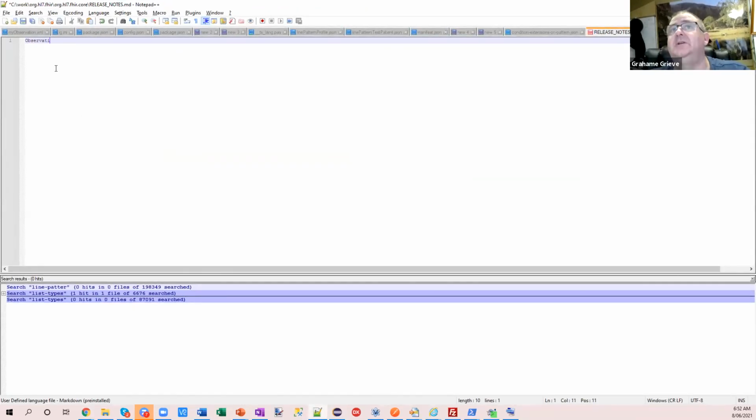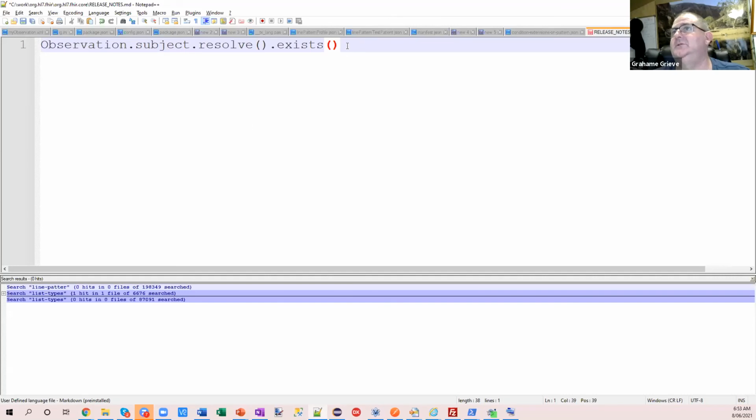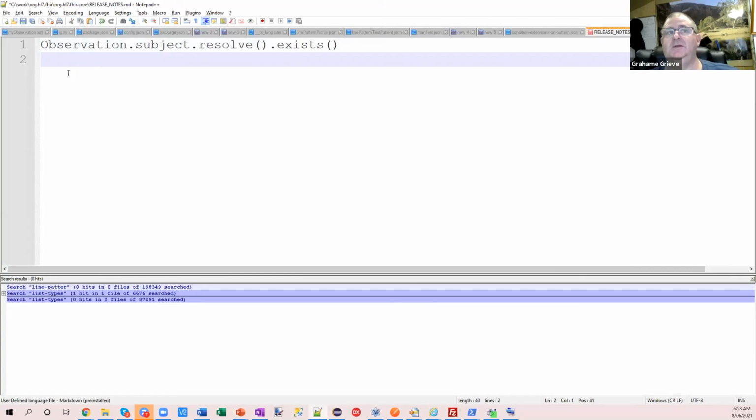Here's my constraint that I'm going to make. I'm going to make it on observation. Yes, there we go. So let's make this bigger. I just wrote this FHIRPath constraint on my profile for observation, which says that your subject must resolve and it must exist. Whatever gets back must exist. There you go. I wrote a profile that mandates referential integrity, but it doesn't work because the validator doesn't know what to do with this.